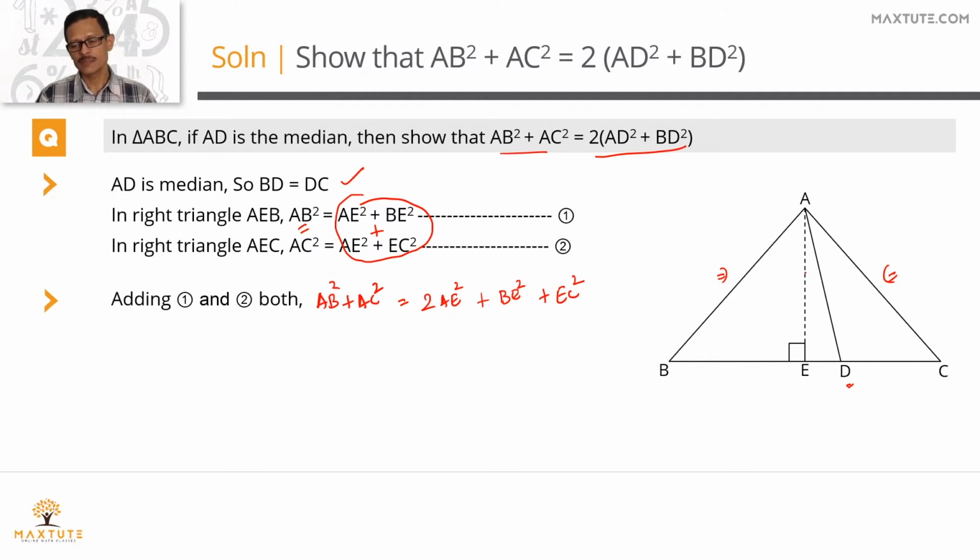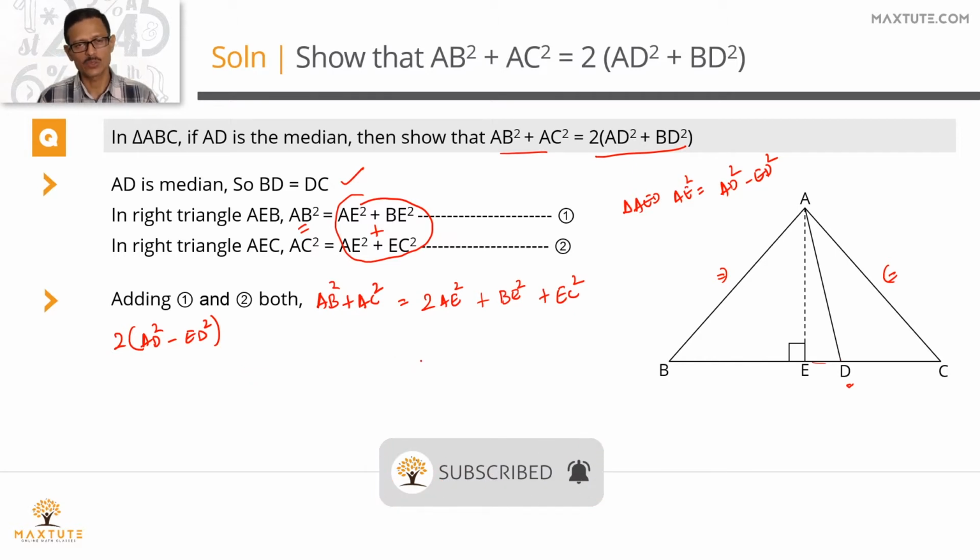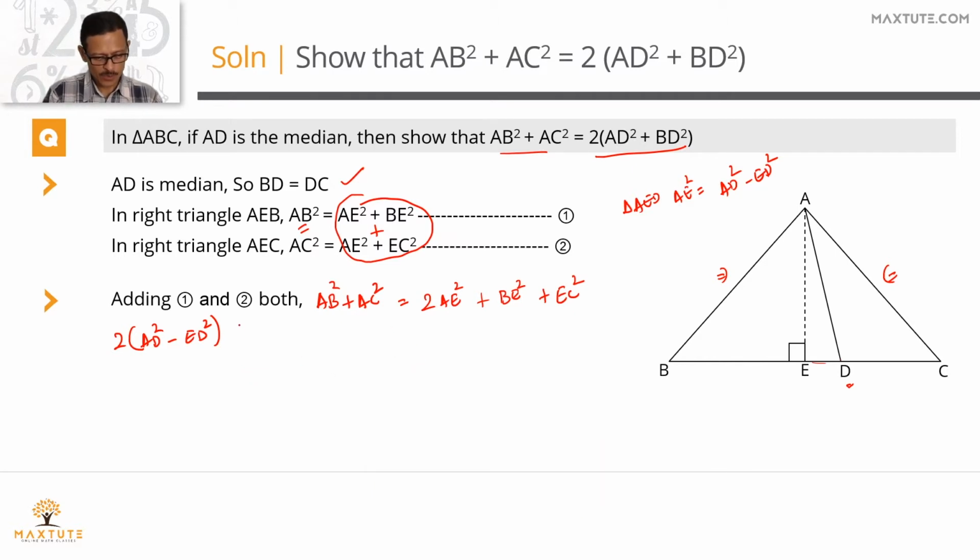AE is nothing but, if you look at right triangle AED, AE square will be equal to AD square, which is the hypotenuse, minus ED square. So I'm going to write this AE square as AD square minus ED square. So we wanted 2AD square, we got that part. We need to add, subtract all of these things and probably make this as 2 times BD square. That's the objective. Let's set about doing that.